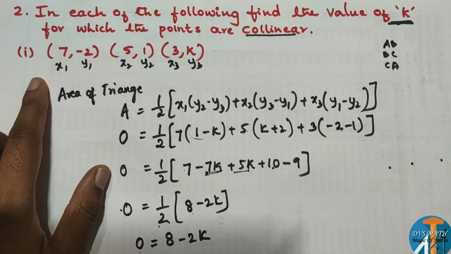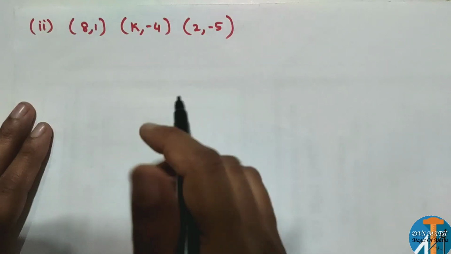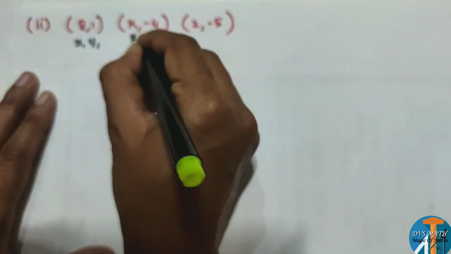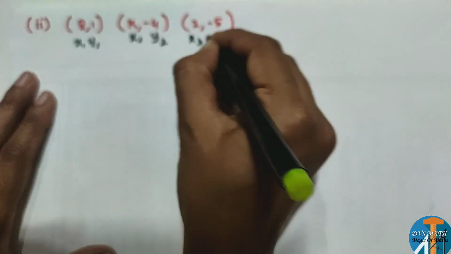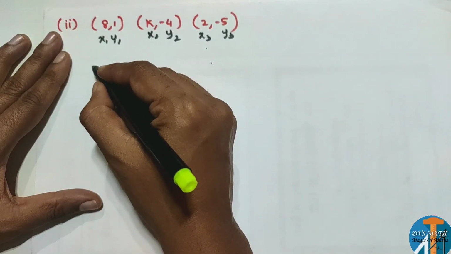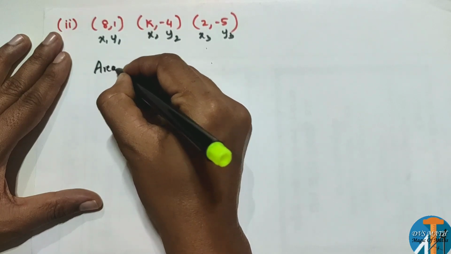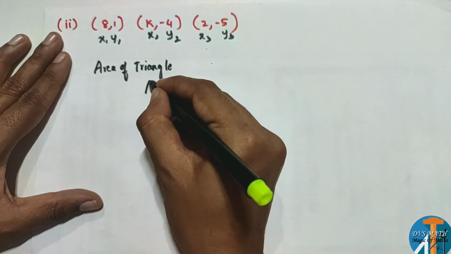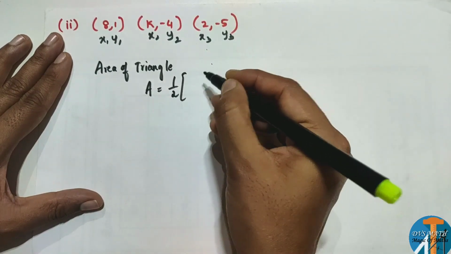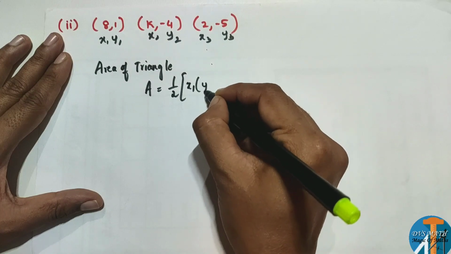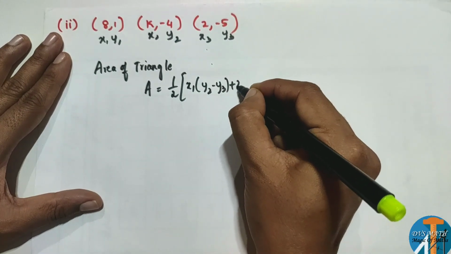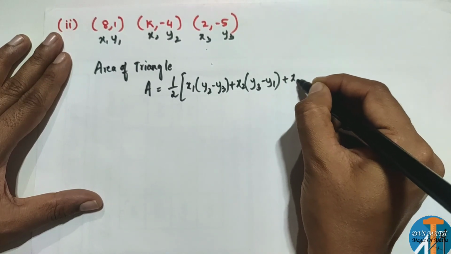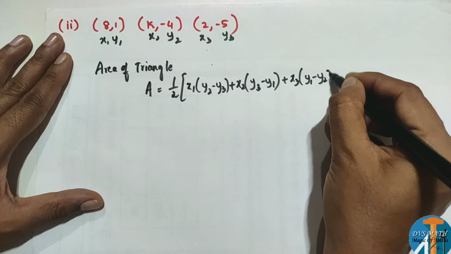In question number 2 we have sub question 2. If we come to sub question 2, here also what you have to do: write x1 y1, x2 y2, x3 y3. As you all know the formula, area of triangle, that is A is equal to half, first let us take x1 (y2 minus y3) plus x2 (y3 minus y1) plus x3 (y1 minus y2).